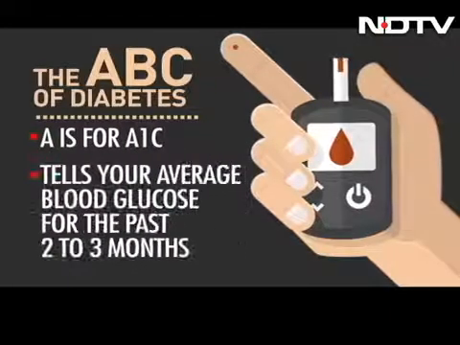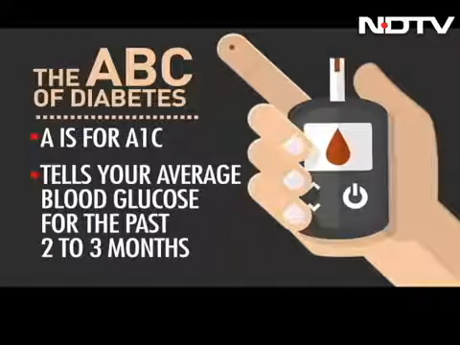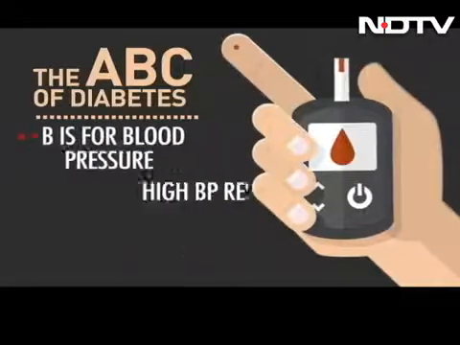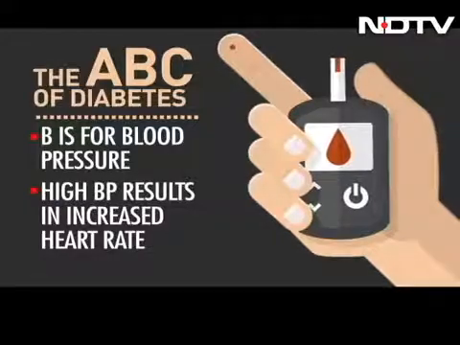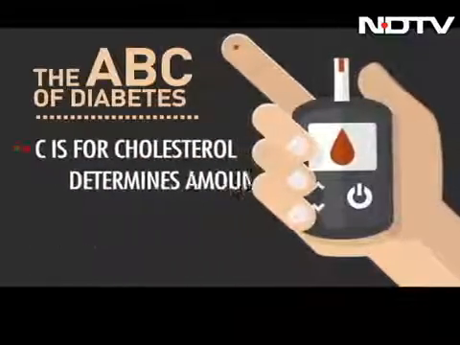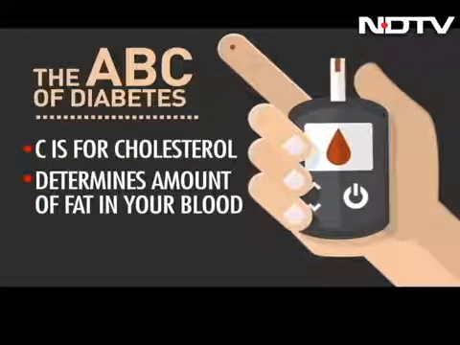A is for A1C. Your A1C check, which may also be reported as estimated average glucose, tells you your average blood glucose for the past 2 to 3 months. B is for blood pressure. Now, high blood pressure makes your heart work harder than it should. C is for cholesterol. Your cholesterol numbers tell you about the amount of fat in your blood.